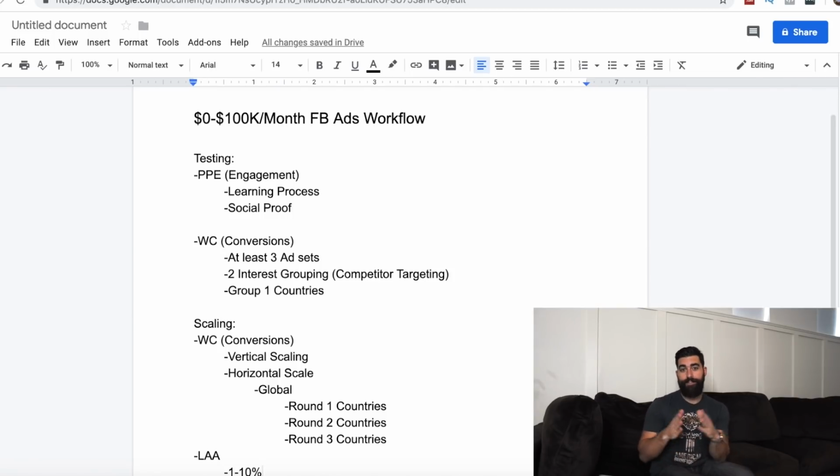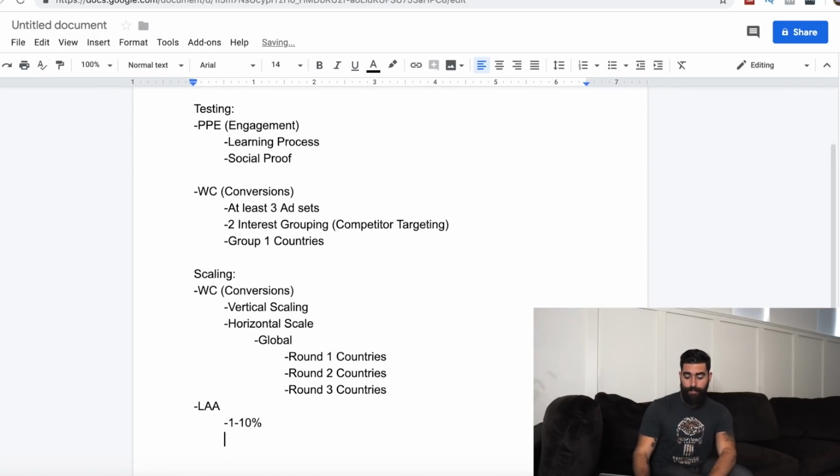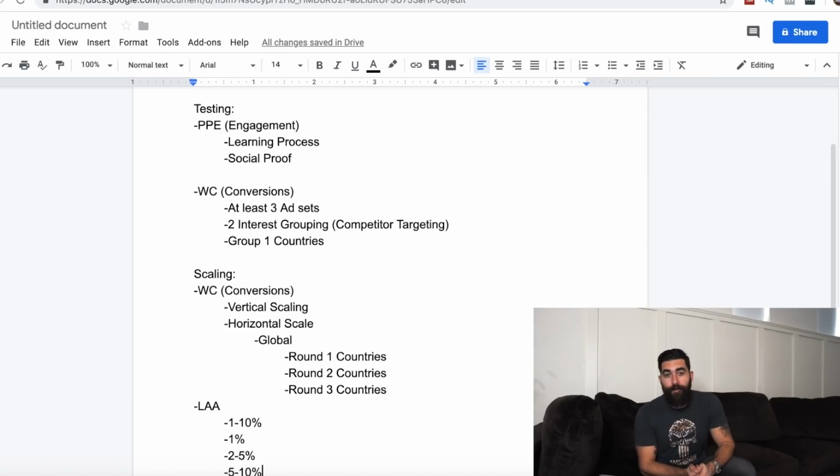I'll start with 1 to 10%, but then I'll start actually breaking it up and then do a 1%, and then I'll do a 2 to 5%. I'm just giving you examples here. I'll do a 5 to 10. You want to go ahead and really find every type of ad set that works. That way you can scale it up.